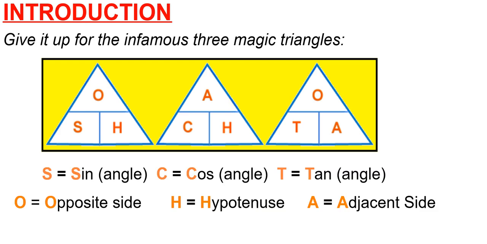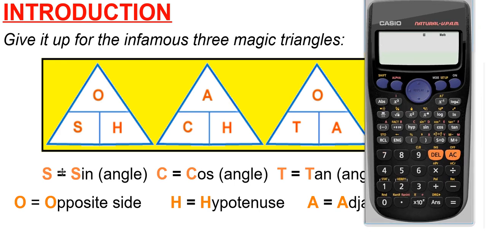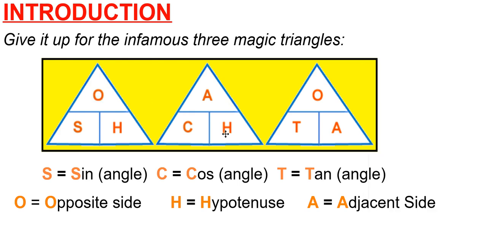So what do these letters mean? S stands for sin, or sine, but it's followed by the angle. I'm going to show you this on a calculator rather than a triangle, unless you've got a triangular shaped calculator, which is rare. S is the sin button, but followed by that, you need to put the angle in question. C stands for cos, followed by the angle, and T stands for tan. The sin, cos, tan buttons are all in a row. O stands for the opposite side, H stands for hypotenuse, A stands for the adjacent. So what are the O, H, and A? What is an opposite, a hypotenuse, and an adjacent?